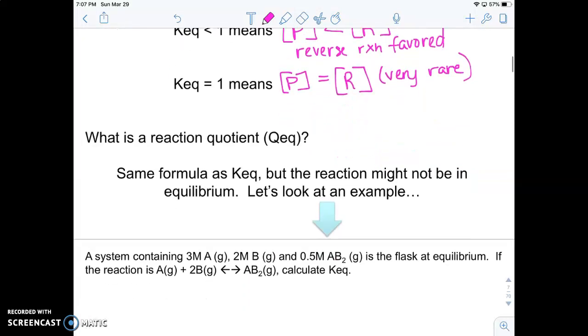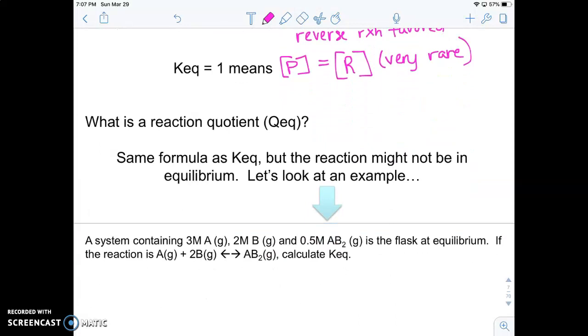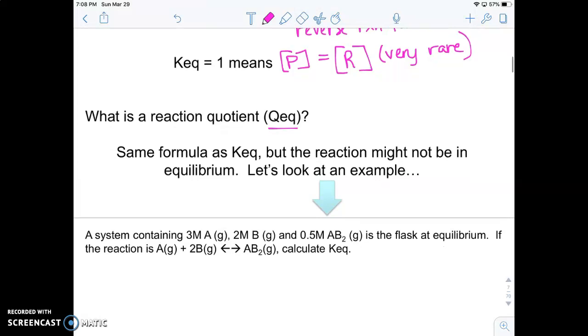Okay, so the reaction quotient, the QEQ, is the same thing as the KEQ. You're taking your products and dividing them by your reactants. But when they call it the QEQ, that means that the reaction might not be in equilibrium. So those concentrations that you're plugging in might not match what you would get if you solve for KEQ. This will make more sense if we just do one together.